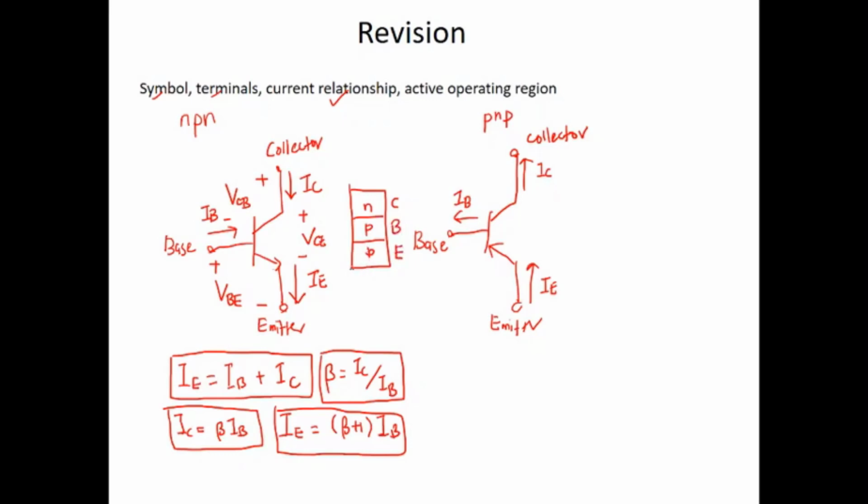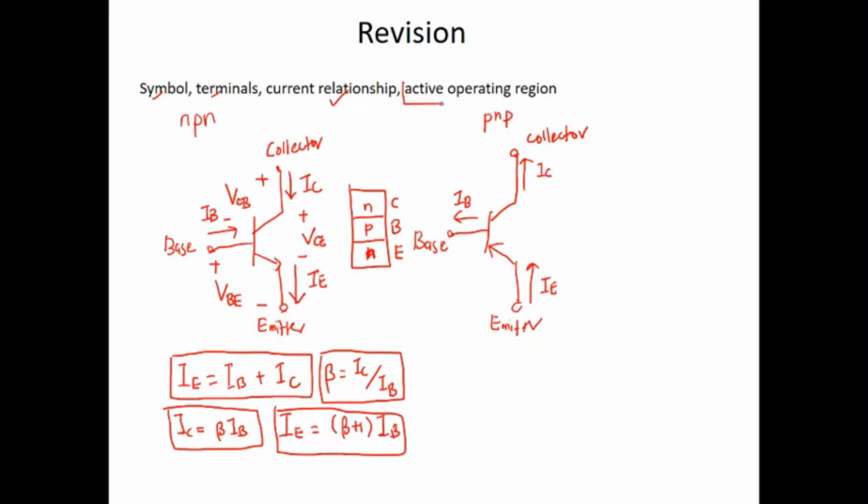So the VBE is actually the voltage at the base, at the P type, with respect to the N type emitter. Okay. So why is this important? Because we want to relate it with the operating region of the BJT.